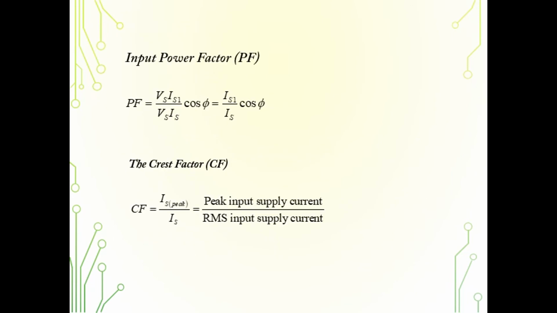Last is the input power factor, which is given by the secondary current by the supply current into cos phi, and the crest factor. Crest factor is measured in terms of the peak current, so peak input supply current by RMS input supply current. So these are the performance parameters of a controlled rectifier.